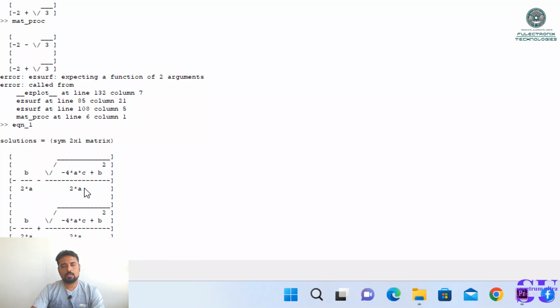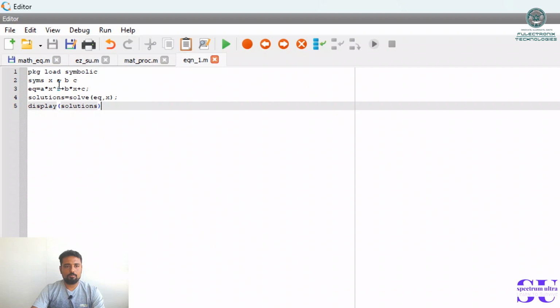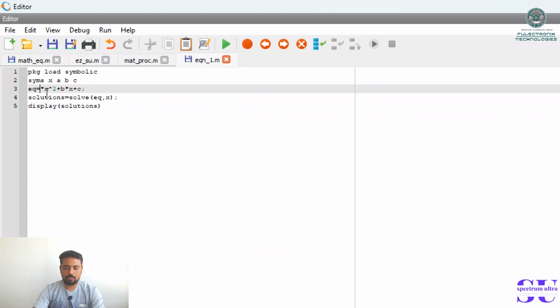We can give some other equations also. Let us give something in numeric form. Instead of a, this time we'll give 16. Instead of b, we'll give 2, and instead of c, also we'll give 2.